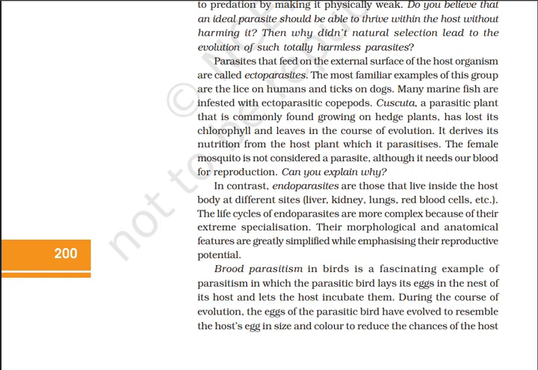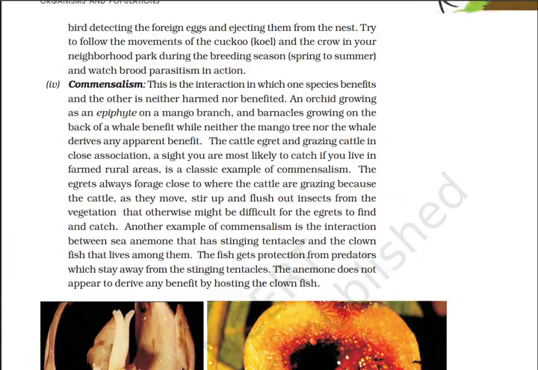Brood parasitism in birds is a fascinating example of parasitism in which the parasitic bird lays its egg in the nest of its host and lets the host incubate them. During the course of evolution, the eggs of the parasitic bird have evolved to resemble the host's egg in size and color to reduce the chances of the host bird detecting the foreign eggs and ejecting them from the nest. Try to follow movements of the cuckoo, quail, and the crow in your summer neighborhood park during breeding season, spring to summer, and watch brood parasitism in action.